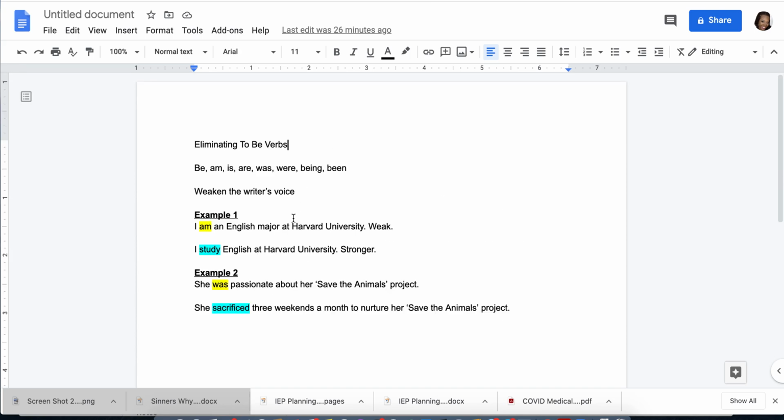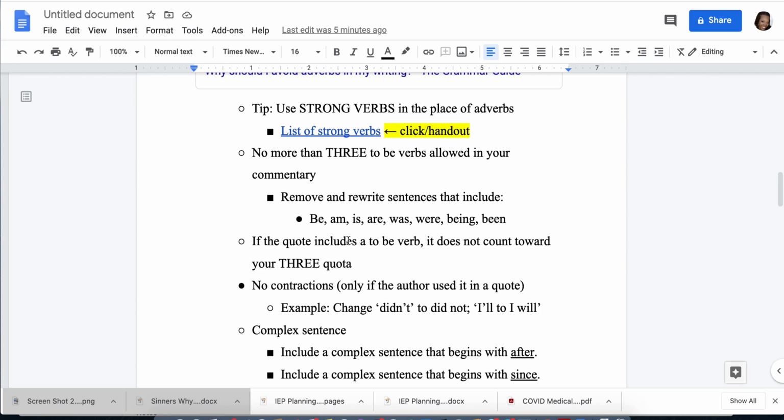I am an English major at Harvard University. That's weak. Here's am, one of the be verbs. I study English at Harvard. That's stronger. She was passionate about her Save the Animals project. Weak. She sacrificed 3 weekends a month to nurture her Save the Animals project. Do you see how? So when we say she was passionate, what does that mean? What does that look like? She sacrificed 3 weekends. Do you see how clear that is to let us know what passionate actually means?